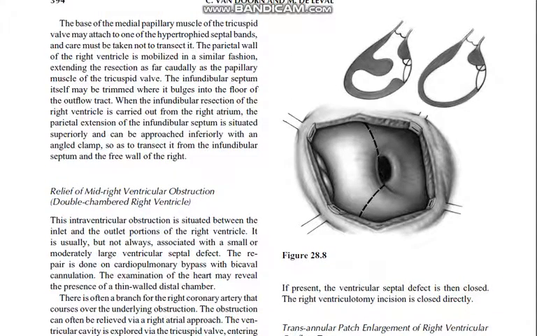This is the image of right ventricular outflow tract obstruction and also double chamber right ventricle, and this is the band, how it is excised, and the obstruction has been relieved in the right ventricular outflow tract.